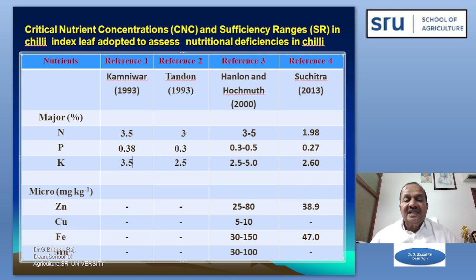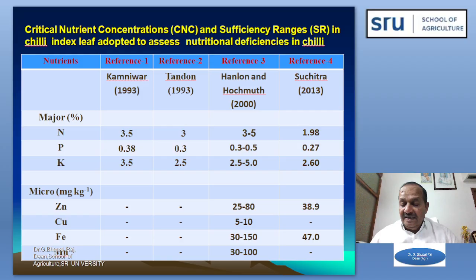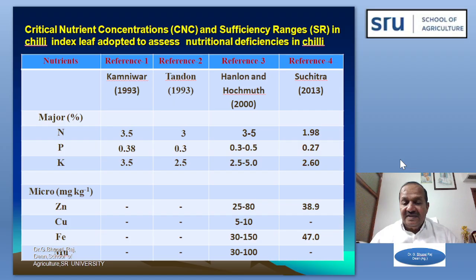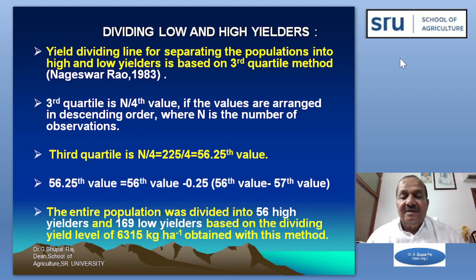So taking into consideration the different reference values, that is one thing. Depending upon this, we divide the population of leaf samples from different farmers' crops as either deficient or sufficient, based on the critical nutrient concentration and sufficiency range. We did that first, before developing the DRIS norms and indices. Then we have to collect the yield data of the different farmers.